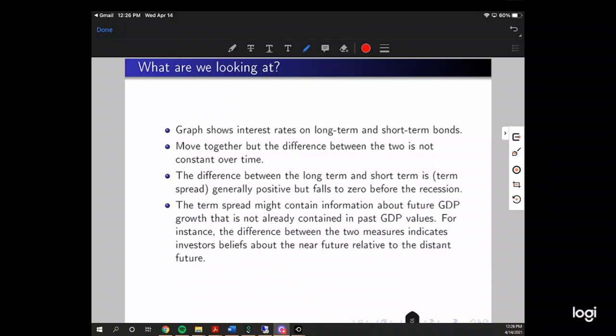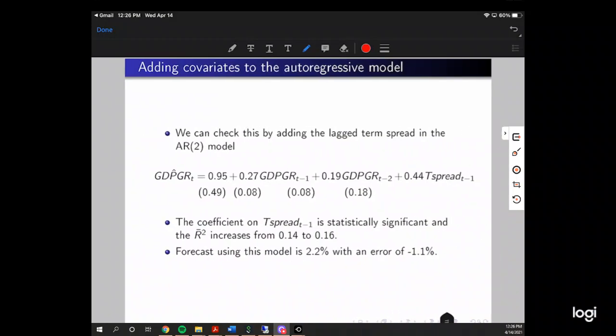So it's not so important that you understand why term spread could affect GDP, but what we're getting at is we're building up to adding covariates to the autoregressive model. It's not enough to just say that past values of GDP growth rates are good predictors of the future GDP, right? GDP growth rate in t-2 and t-1. Now we want to add additional control variables. In this case, they've added the first lagged term spread in the AR2 model. That's this last variable over here.